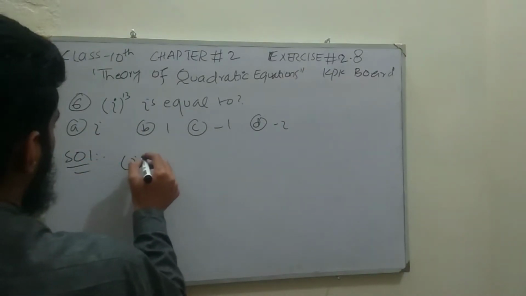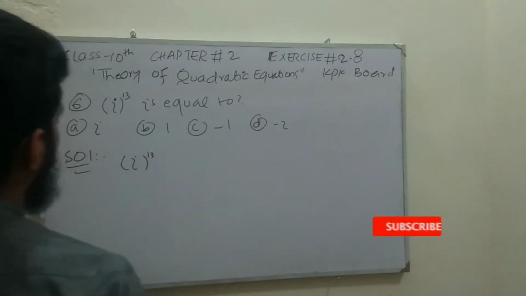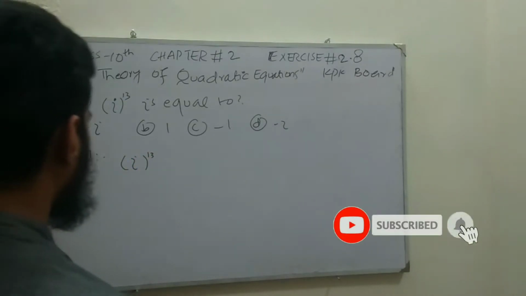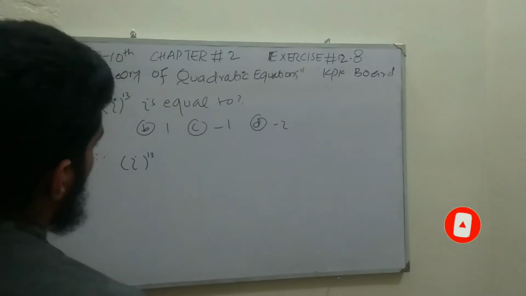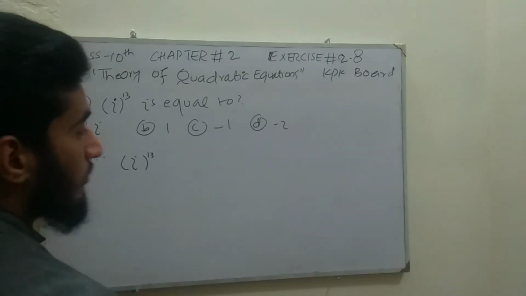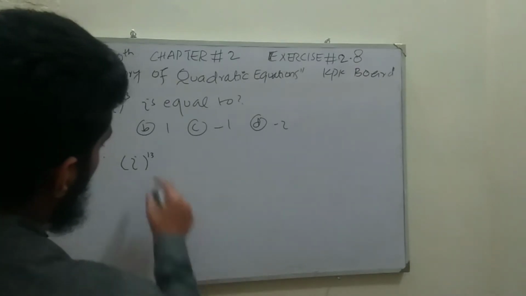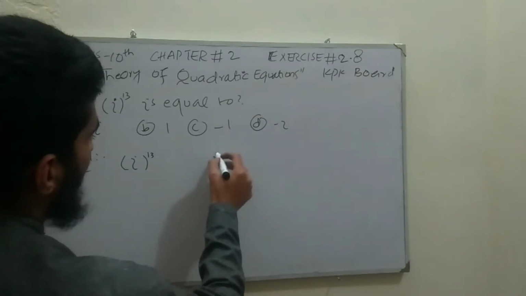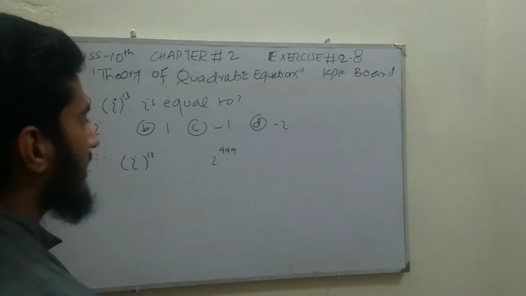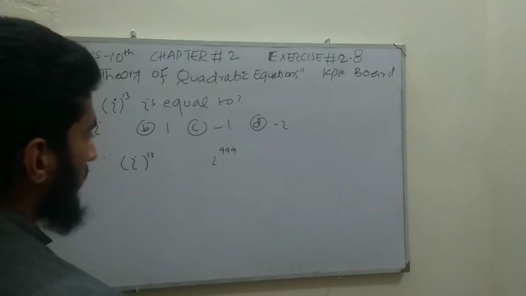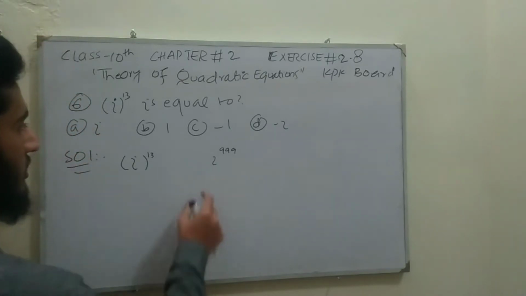Iota power 13. We are going to find the value of iota power 13. Remember, we have a short trick for finding the value of iota. If we are given a larger power of iota, like iota power 99, how can we find the value in a few seconds?